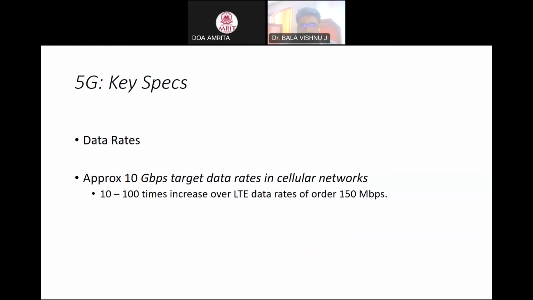So what we are achieving in long-term evolution, advanced long-term evolution, is about 150 megabits per second. But in 5G, what we expect is that we should achieve at least 20 gigabits per second of data rate. So in order to achieve such a high data rate, what technologies are we going to incorporate? That is the first key specification.